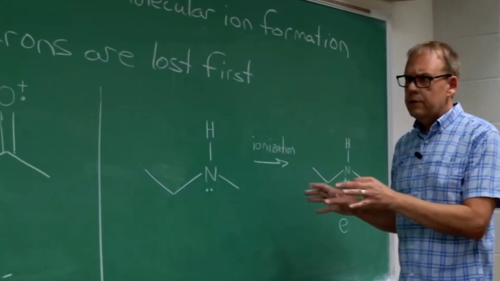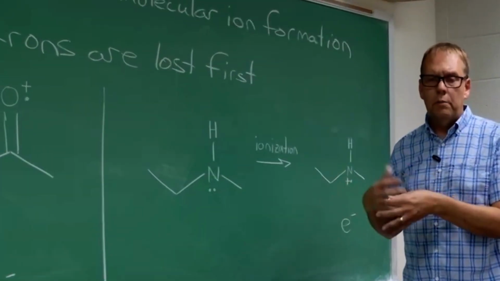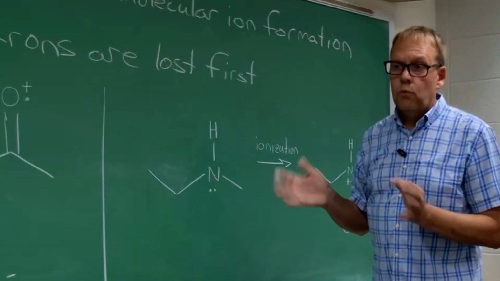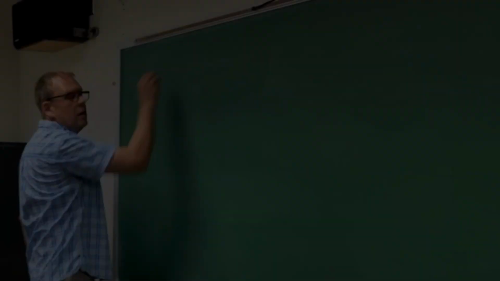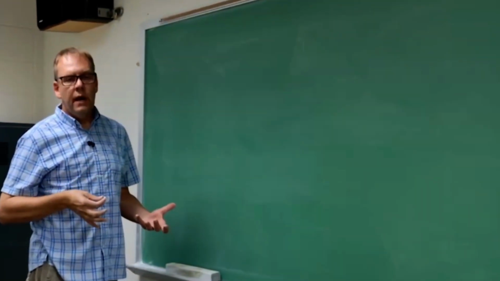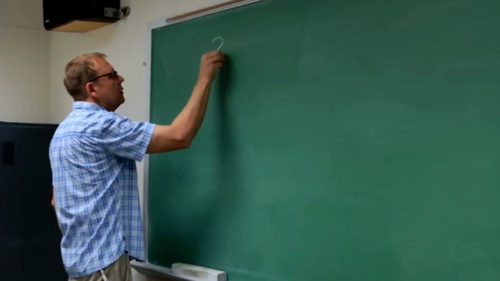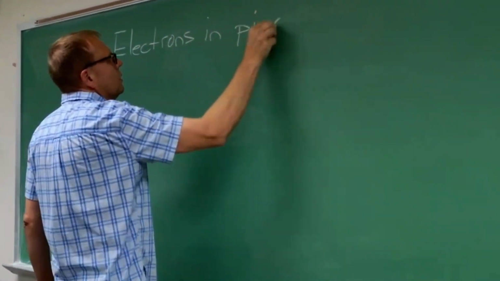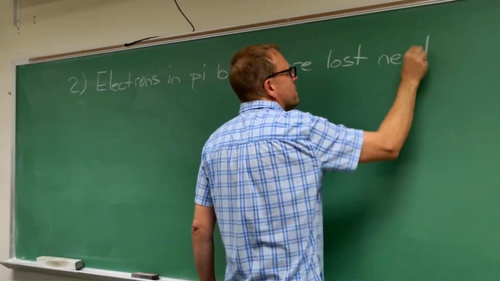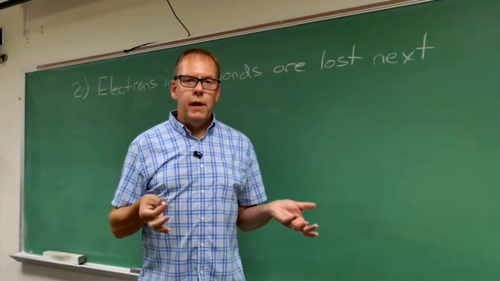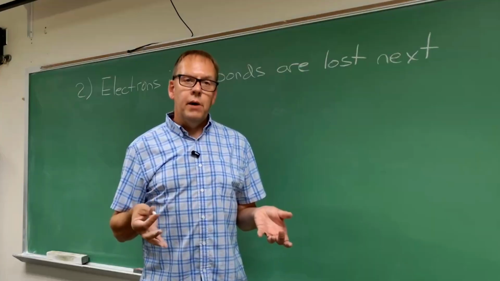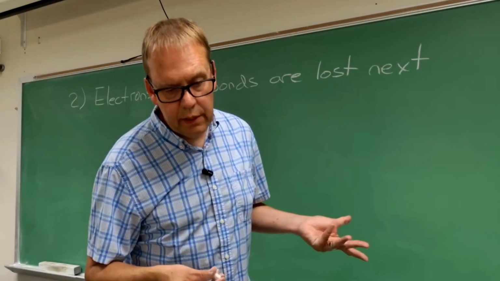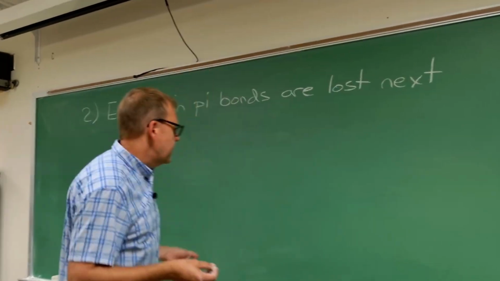And understanding this is important because this will help you understand later on when a molecule fragments, why it fragments. A lot of it has to do with where the charge is, and we're going to see that becoming important in a little bit. The next type of electron that's most easily lost are electrons in pi bonds. Electrons in pi bonds are lost next. So if you have a molecule that has no lone pairs, but it has a pi bond, the pi bond electrons are going to be the ones that go away when it loses an electron. So here's an example of that.